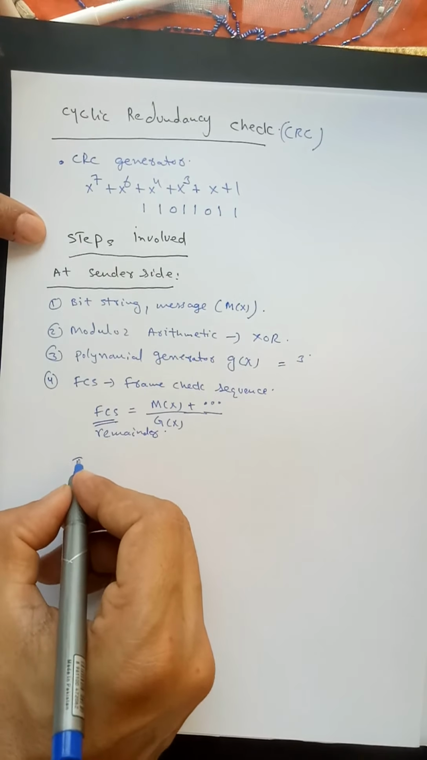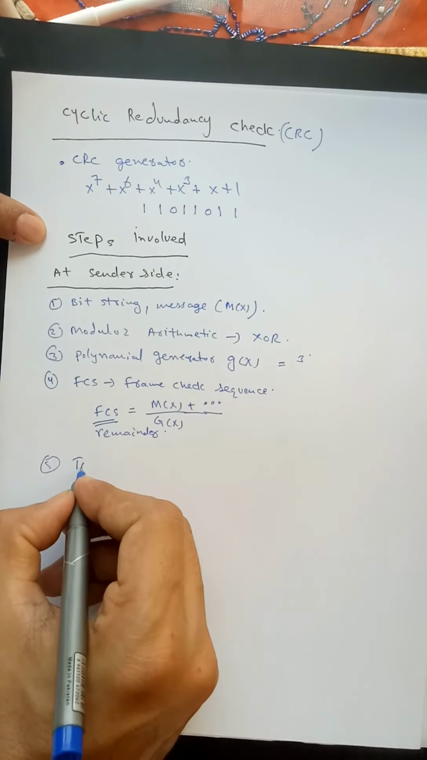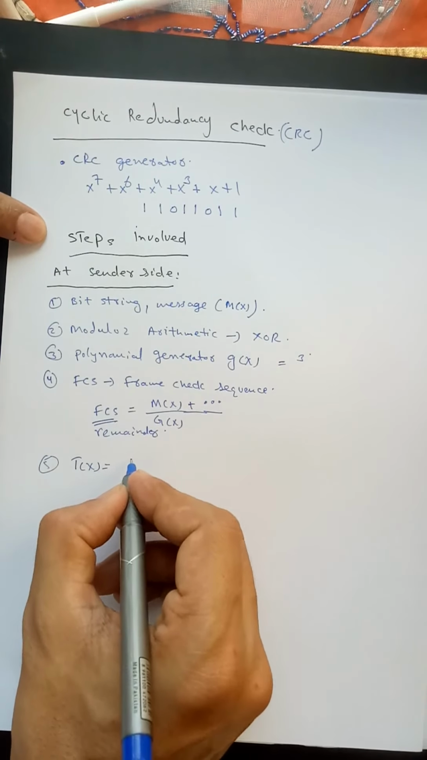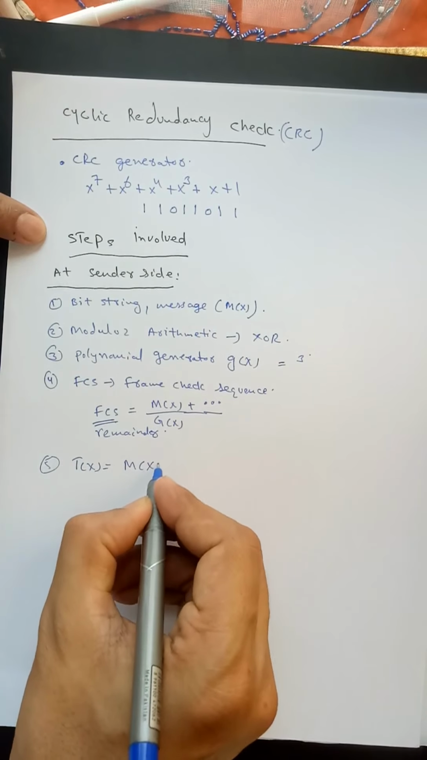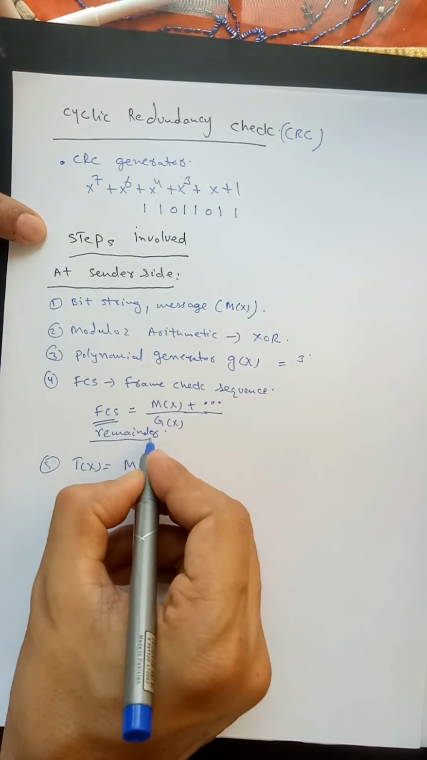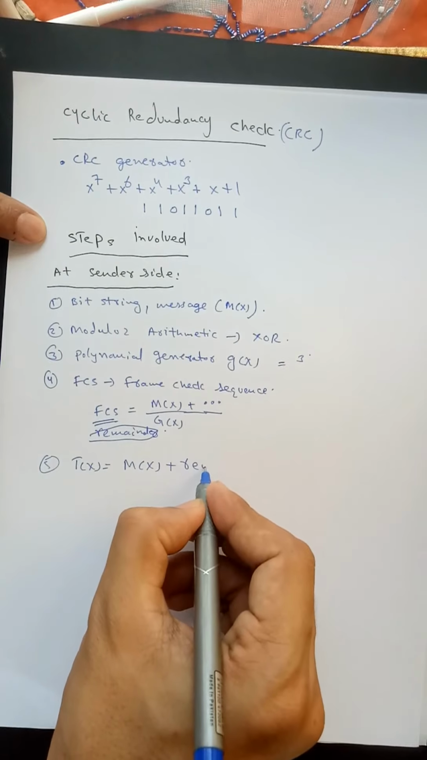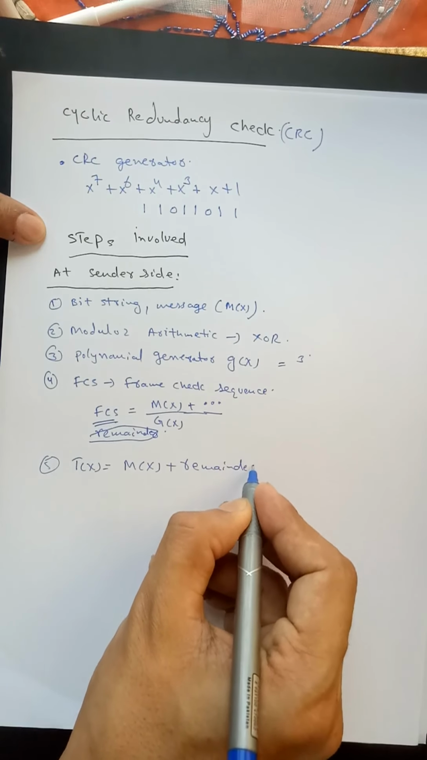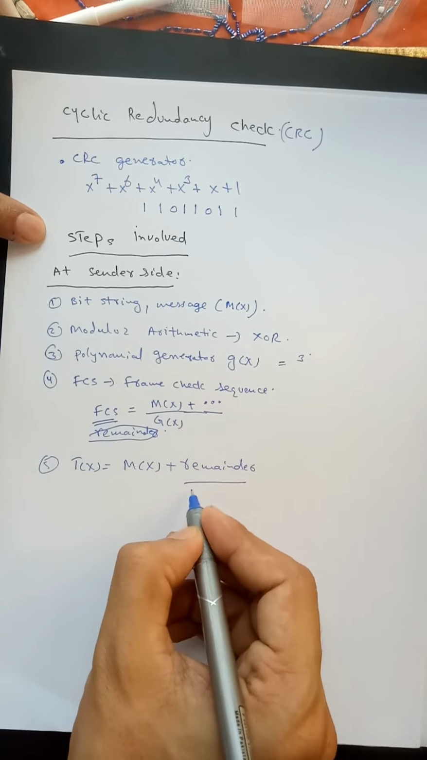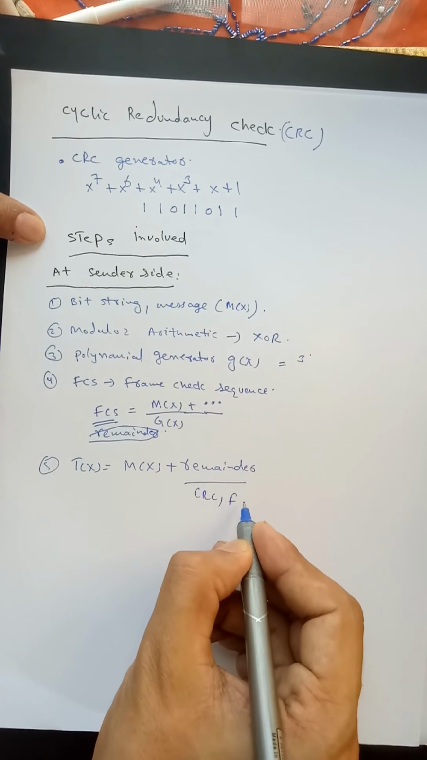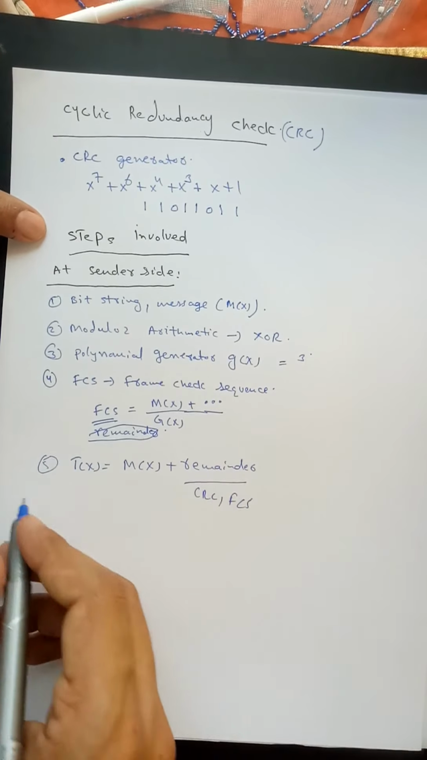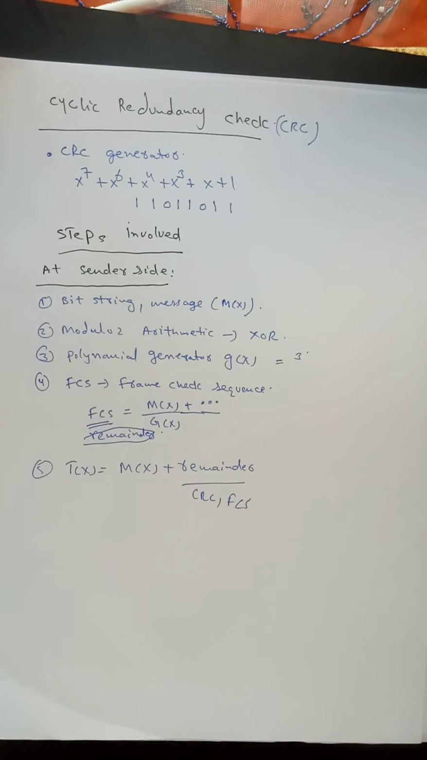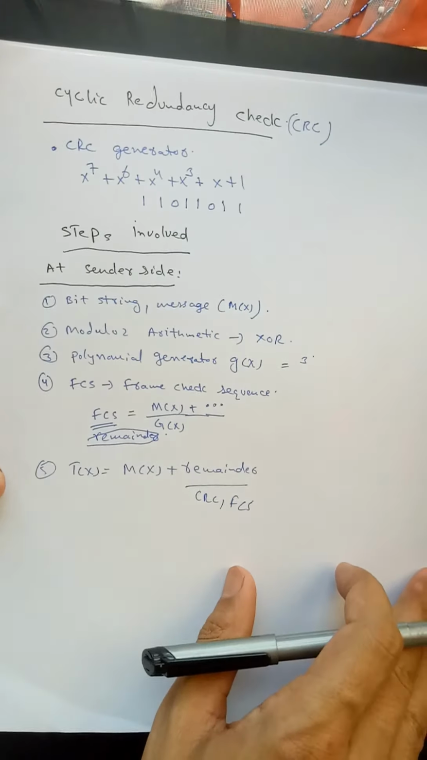In the fifth step, you calculate the transmitted bit pattern, that is the message signal plus the remainder. The remainder is sometimes called CRC, or you can say FCS, and then you transmit this bit pattern on the channel to the receiver side.